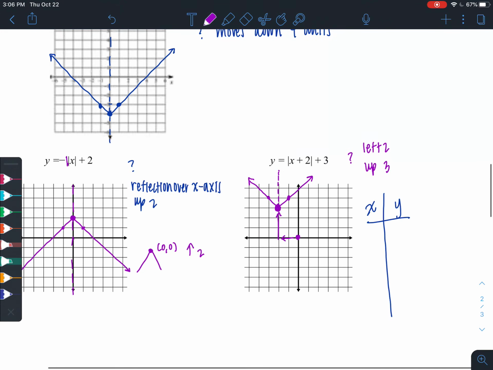Again, if you don't know how to do the transformations, you always have the table as a fallback.